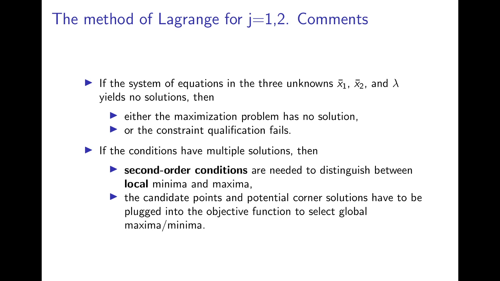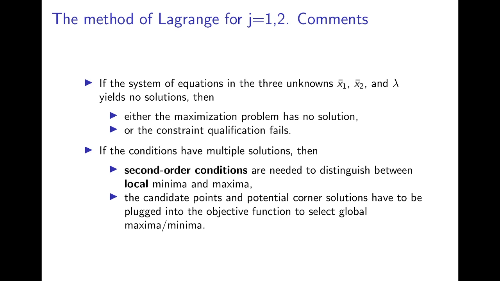And then the system of equations can have multiple solutions, and it can lead to multiple candidate points for maxima and minima. In this case, we would need to check whether a certain candidate point is indeed a maximum or a minimum. And this is done by the so-called second order conditions that are needed to distinguish between local minima and local maxima. And they give actually the shape of the Lagrangian function around the optimal point. And that's in case of multidimensional optimization, typically a matrix, so the matrix of the second derivatives, or the bordered Hessian matrix that also contains the constraint.